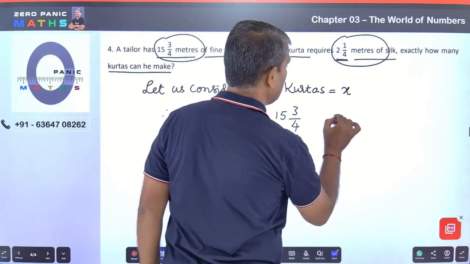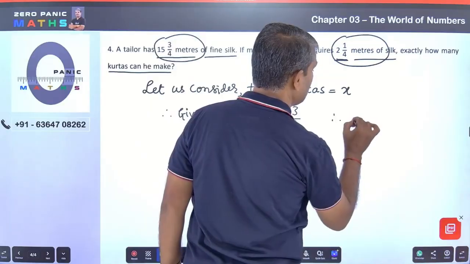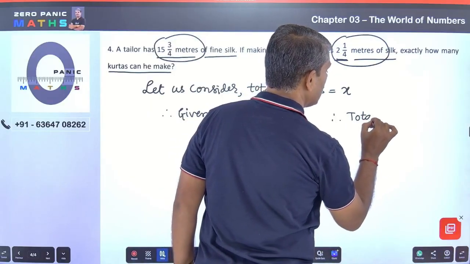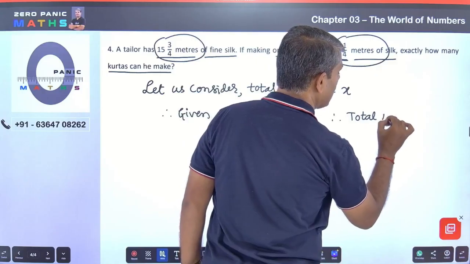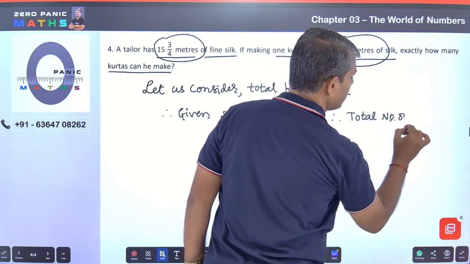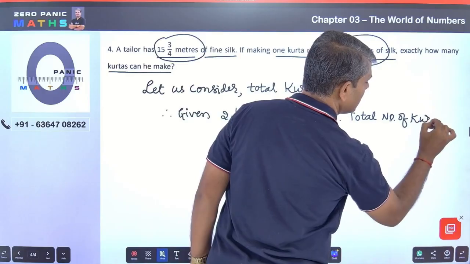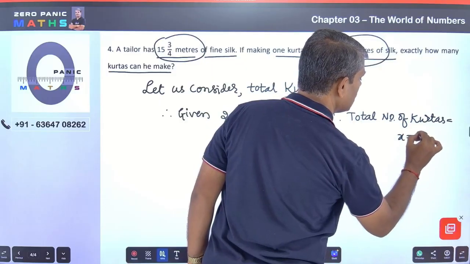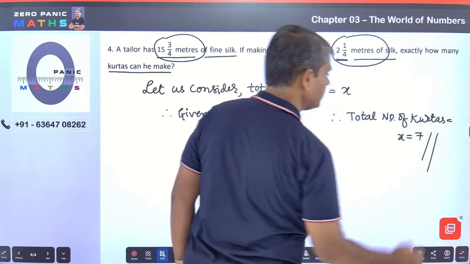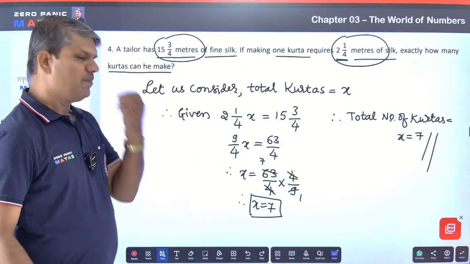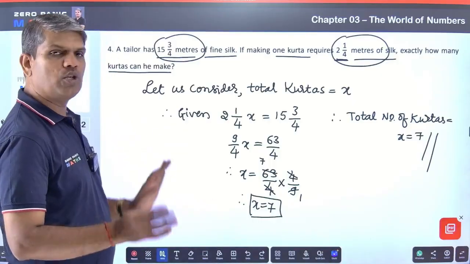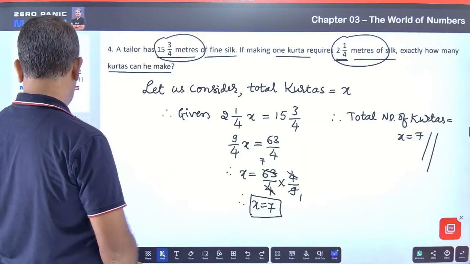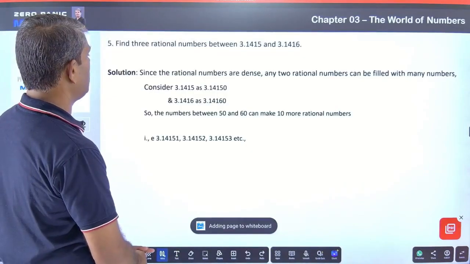So finally you can write it here: the total number of kurtas is equal to x, which is equal to 7. It's a simple example. Hope you understood this. Okay, let us move to the next problem.